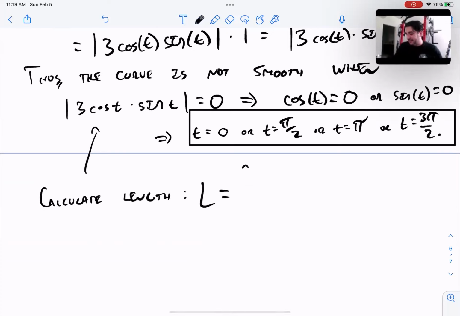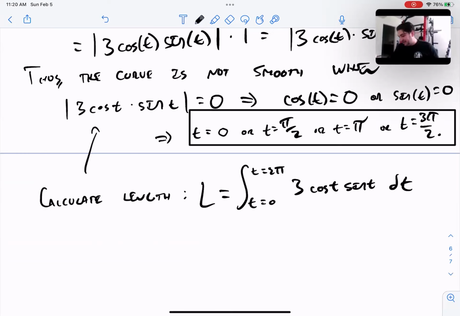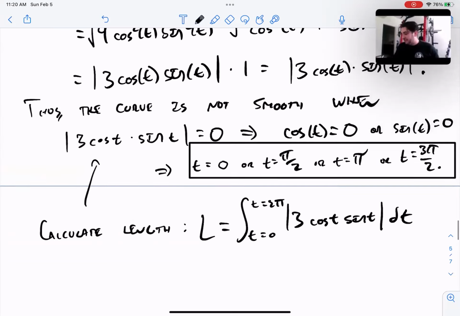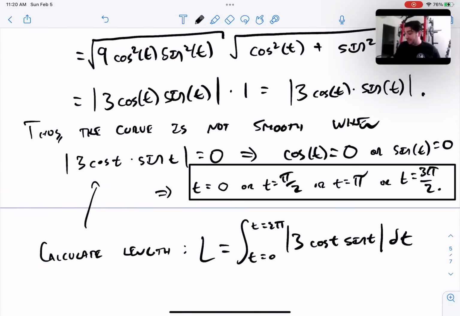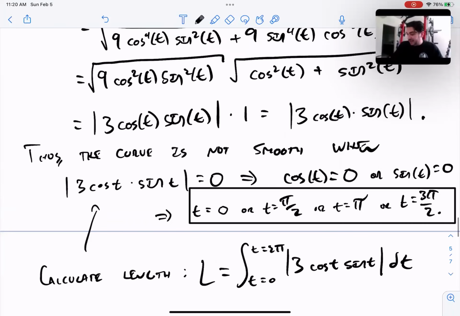And say, okay, the length is from t equals 0 to 2 pi of 3 cosine t sine t, right? But this really is the absolute value of cosine t sine t, right? Cosine and sine do switch between positive and negative. But like here, when I took the square root of the square, that can never be negative. That's why I threw the absolute values on, right? If you take a quantity, you square it, it becomes positive. Then you take its square root, it's positive, right?